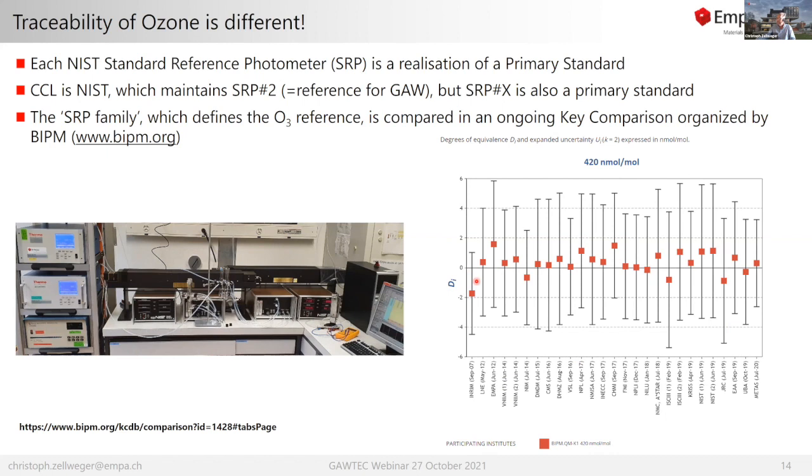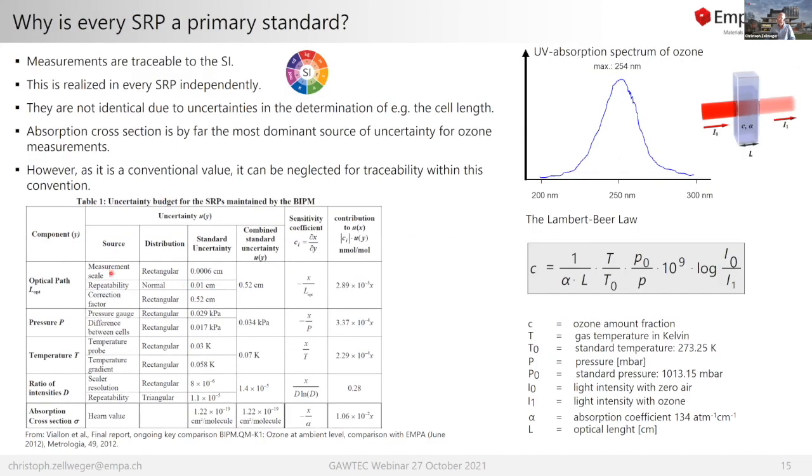But they have an uncertainty. And yes, you can have a look at the uncertainty budget. So there are different contributions to the overall uncertainty of the reference instruments. Of course, this is only the uncertainty of the reference instrument. You have to propagate this then to your measurements at the measurement sites. There are many other contributions to uncertainty, but for the SRP, there are contributors like the optical path length, because you have to measure it, and there you have an uncertainty. Then you have pressure and temperature measurements, which also have an uncertainty, and the ratio of intensities. But by far the most important contribution to the uncertainty is the uncertainty of the absorption cross-section.